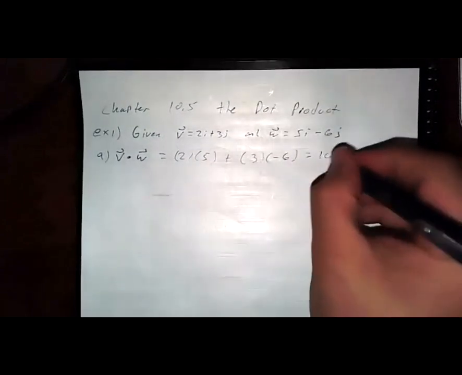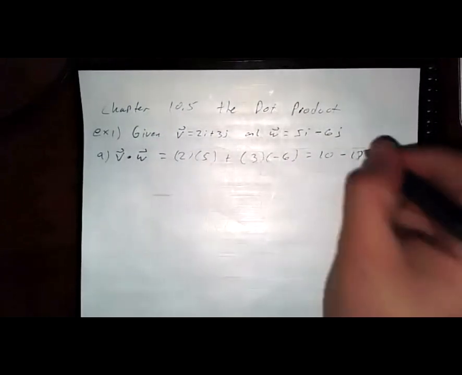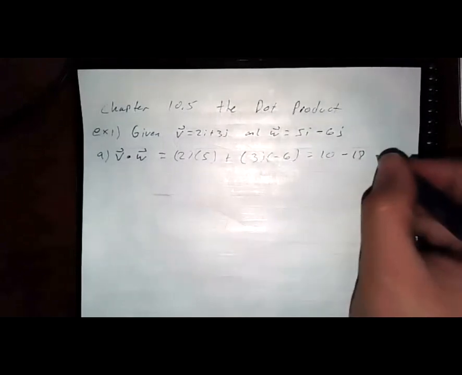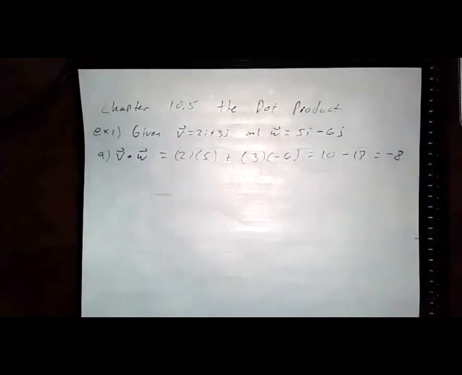So this will give you 10 minus 18, which is negative 8. So that is your dot product. On the final product, you get rid of the i and the j and it's just negative 8. It's no longer a vector. It's a quantity. So whenever you do a dot, you no longer have vectors, just a number.